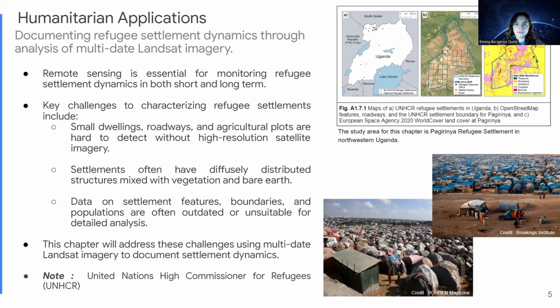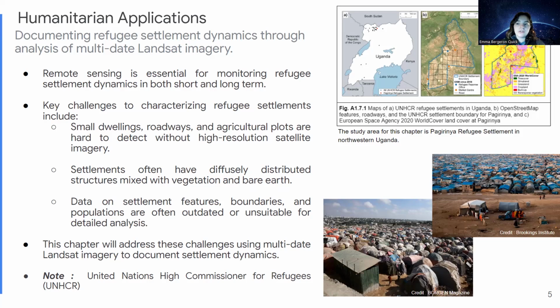And this is because, first, dwellings, roadways, and agricultural plots will often tend to be small in size within those refugee settlements, and it becomes difficult to detect without the use of very high resolution satellite imagery. That in itself costs a lot and requires very high tech components. So it comes with the budget that you have in terms of what you can do.